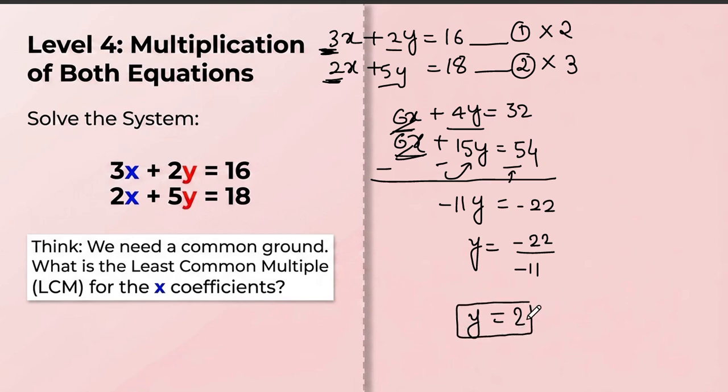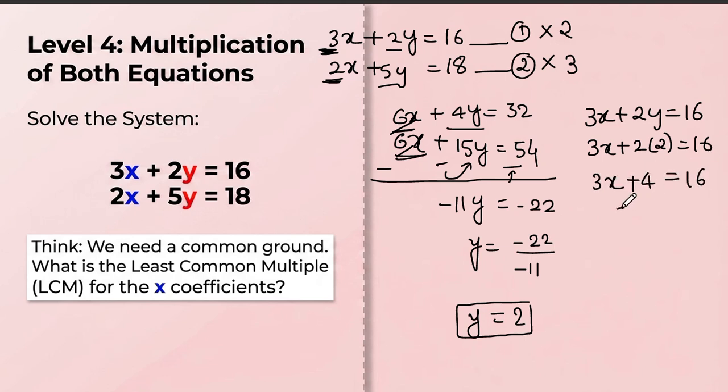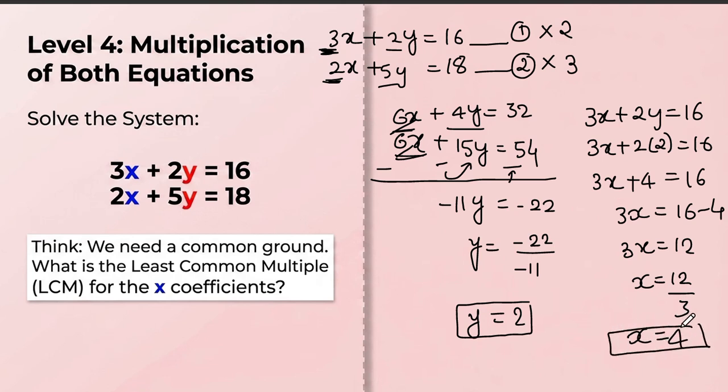Now we have to substitute the value of y in one of the equations. Let's put it in equation number 1. So 3x plus 2y is equal to 16. If we put y is equal to 2, 3x plus 2 into 2, which is 4, is equal to 16. If we take this 4 to that side, it becomes minus 4. So 3x is equal to 16 minus 4, which is nothing but 12. So x is equal to 12 upon 3, that is 4. So the solution of this linear equation is x is equal to 4 and y is equal to 2.